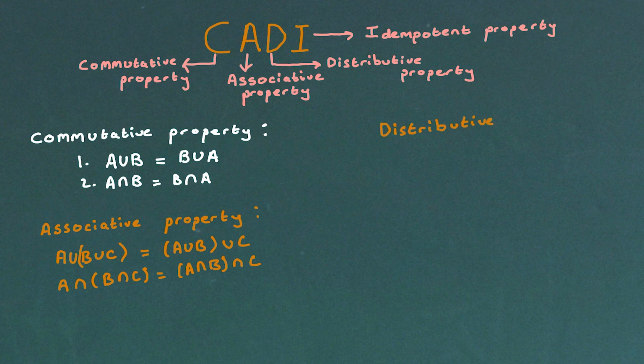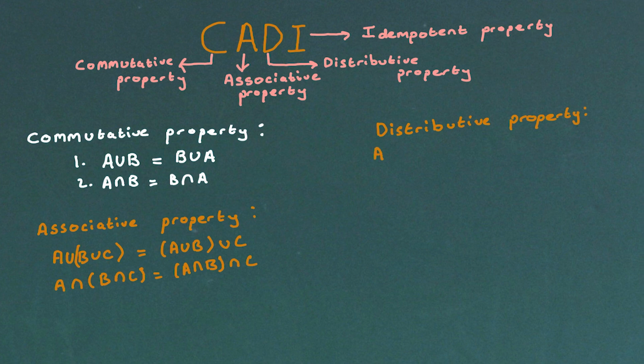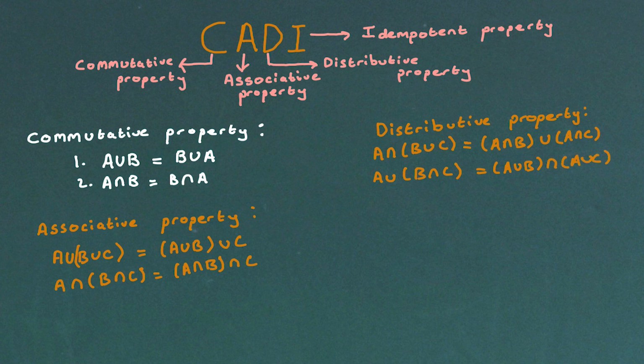Okay, we're on the final 2 letters of CADI. D stands for the distributive property. If A is intersected with bracket B union C, then that's equal to moving the bracket to the left, so A intersect B union with A intersect C. The second rule is if A is union with bracket B intersect C, that's equal to, again moving that bracket to the left, A union B intersect with A union C.